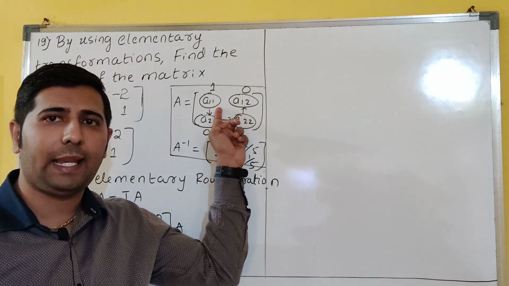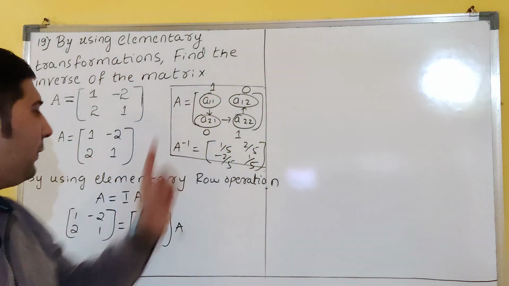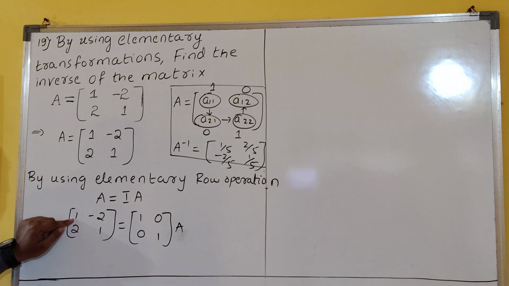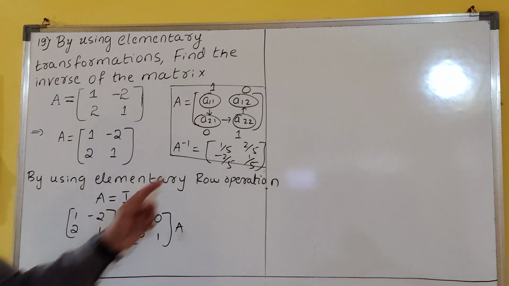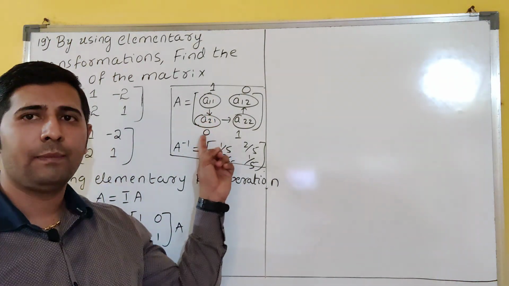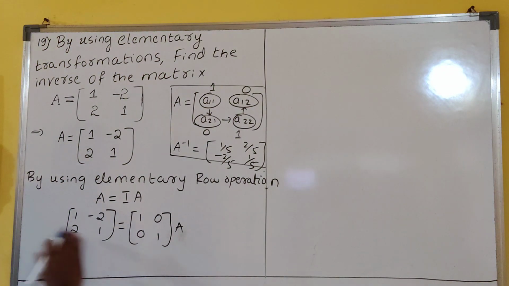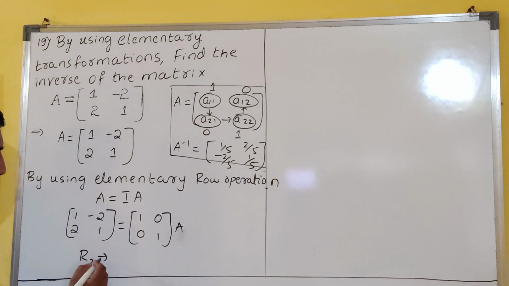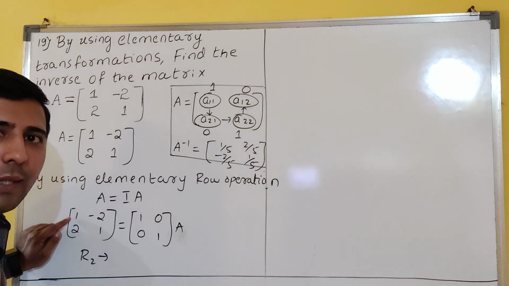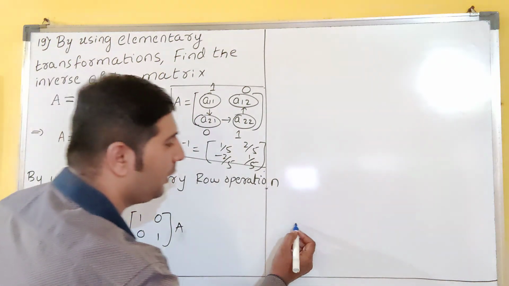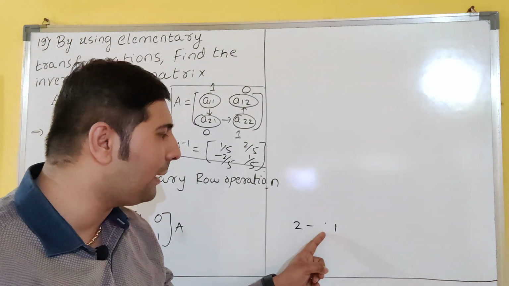First I have to make A11 as 1. Here the first element is 1, so no need of changing anything. It is already 1. Next, where the arrow mark is showing, below, I have to make it 0. This is row 2, and row 2 is 2. Row 1 is 1, dear students. Row 2 is 2, row 1 is 1. Clear?